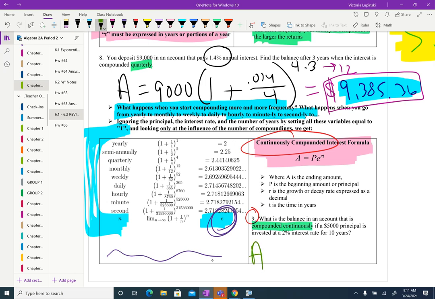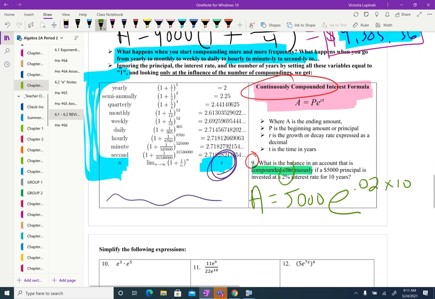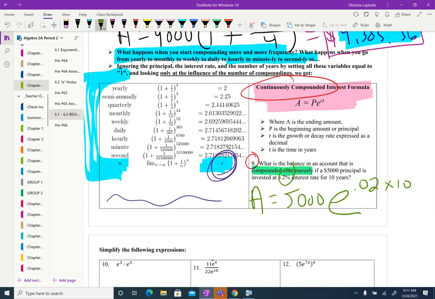So you're going to say A equals $5,000 times E to the power of, you're going to take that 2% and make it 0.02, and you're going to do that for 10 years. And that is easy enough to just plug into your calculator exactly as it is. And that will give you $6,107.01. And again, if you're investing $5,000, you shouldn't have $1 billion at the end of it. So make sure you use a little bit of common sense there.